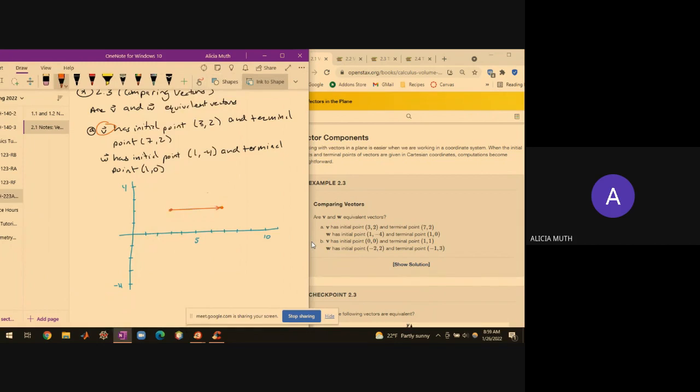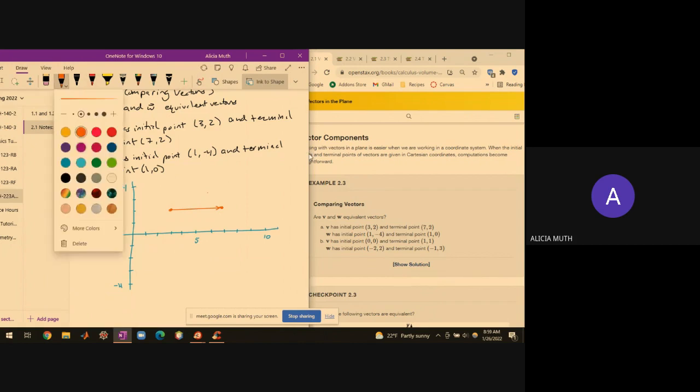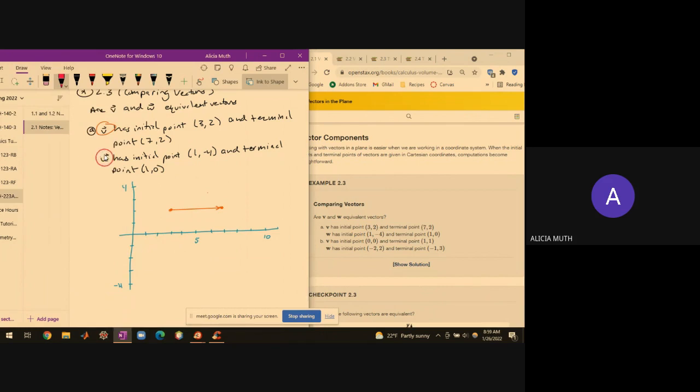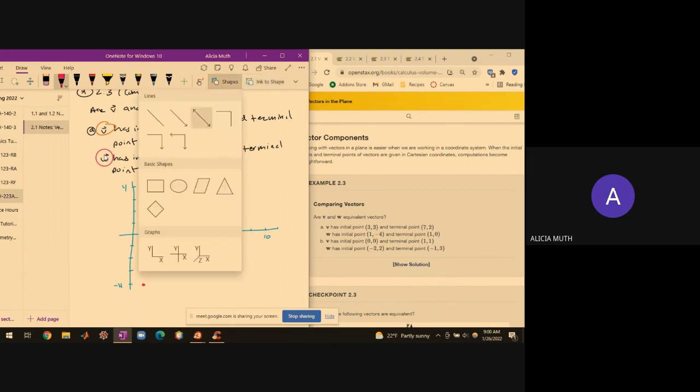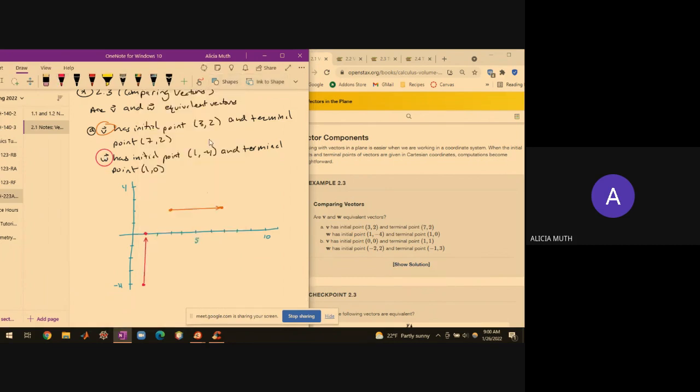All right, and then W on the other hand is going to have initial point 1, -4. I'll draw that one in pink. And terminal point of 1, 0. All right, so this one is completely vertical. It also has a length of 4, but the direction is completely different. So because the directions are completely different, they're not equivalent, because that's what we need, right? Vectors are going to be the same if they have the same direction and the same magnitude.